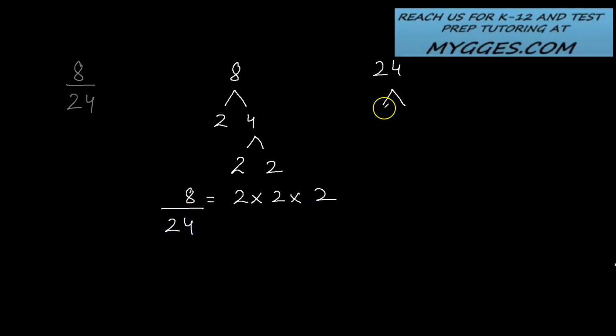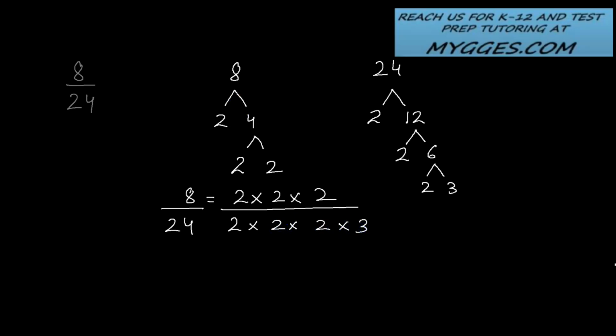In the same way, for 24, we can do 2 times 12. You can take any 2 factors, maybe 6 times 4, or you can take 3 times 8. And then we can again split that into 2, and 6 can again be split into 2 and 3. So all the prime factors of 24 are 2 times 2 times 2 times 3.